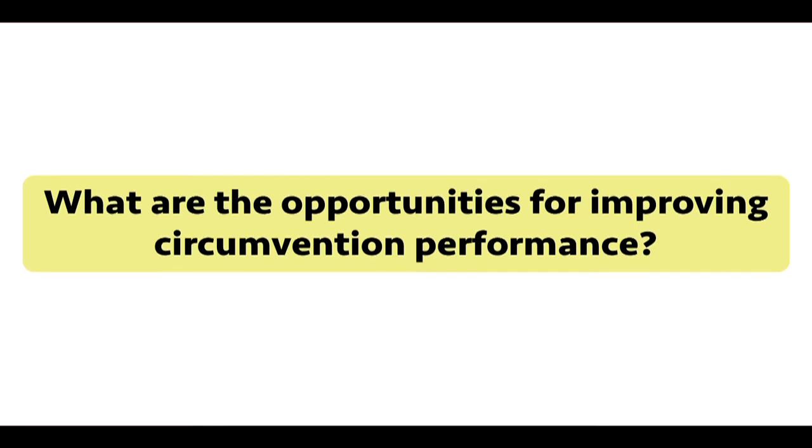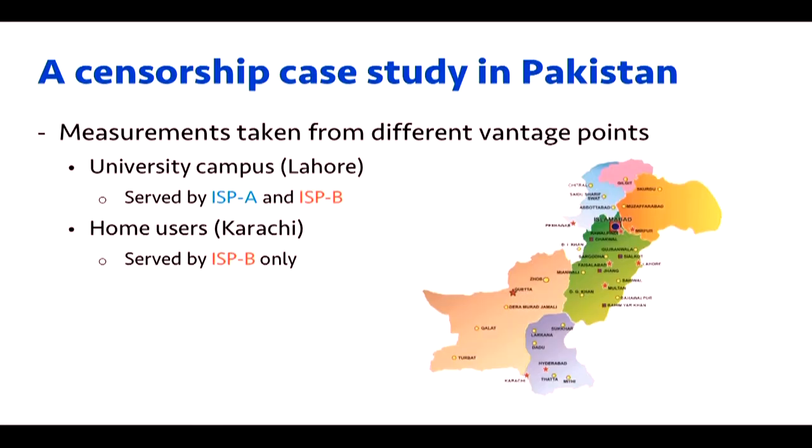So the first thing we did was to conduct a case study of distributed censorship in Pakistan to understand what the opportunities are for improving circumvention performance. Our measurements were taken from different vantage points in Pakistan, which included a university campus, which was served by two ISPs, ISP A and ISP B, and home users in Karachi served by ISP B only.